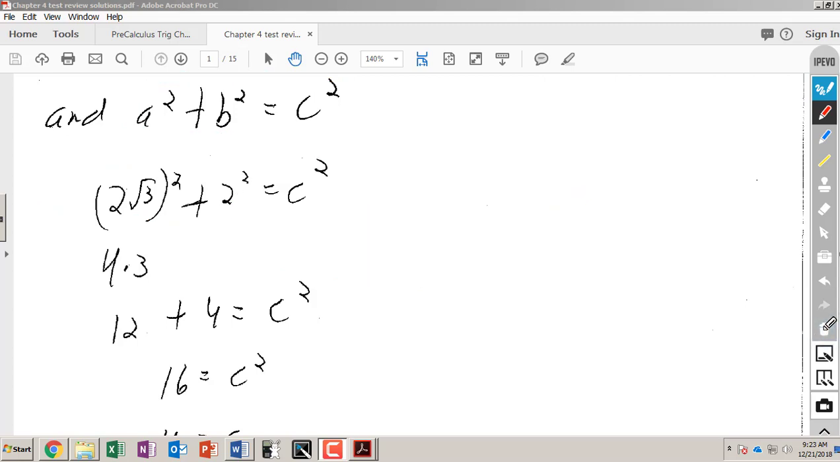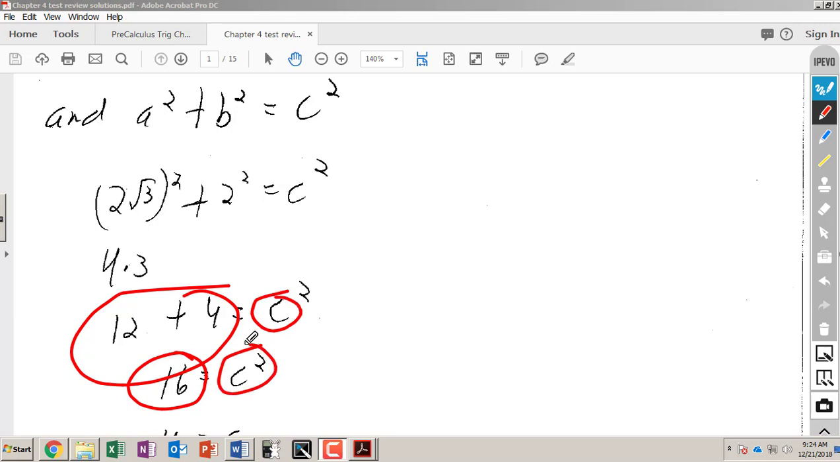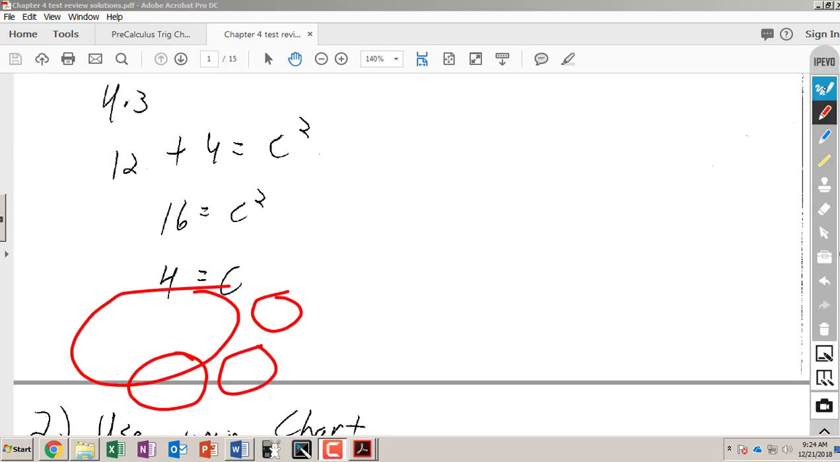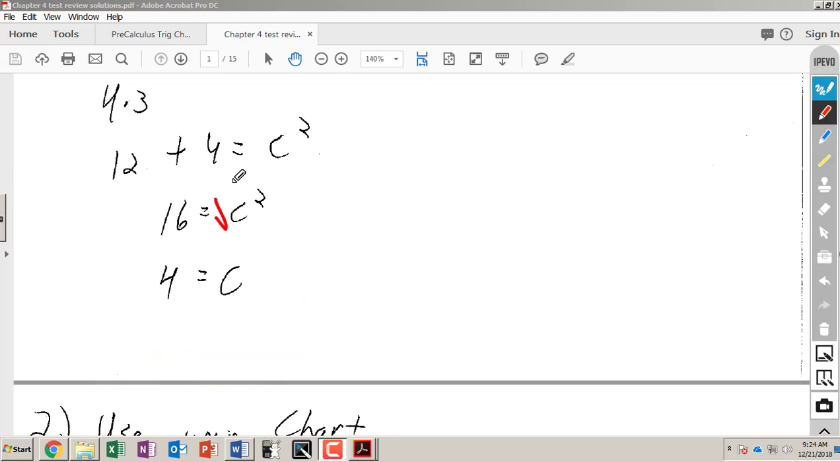Now simplifying this down, so here's my 2, I need to square it, so 2 squared is going to be 4. The square root of 3 squared is going to be 3. So notice that gives me 4 times 3, which is 12. Now here's my 2 squared, which is 4. Now adding those together, I got 12 plus 4, all equals 16, which is equal to c squared. So now to find my c, I take the square root of both sides, and I get c is equal to 4.